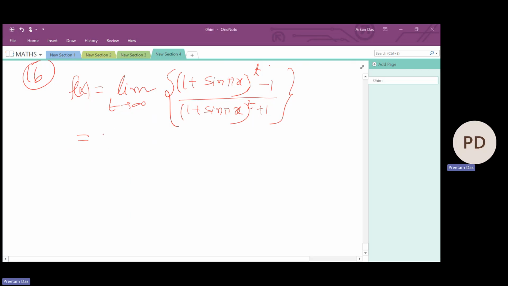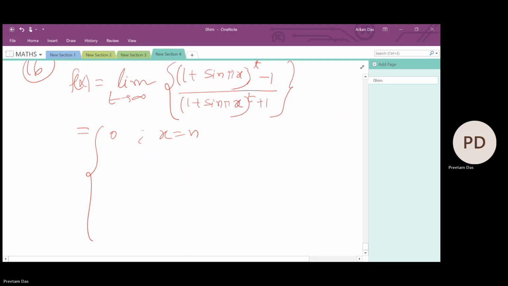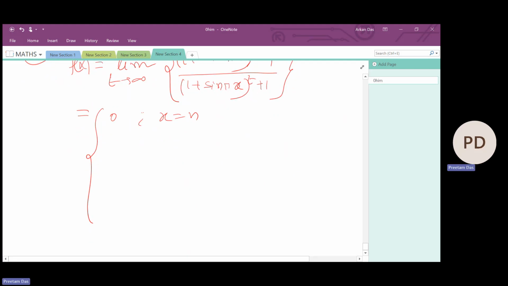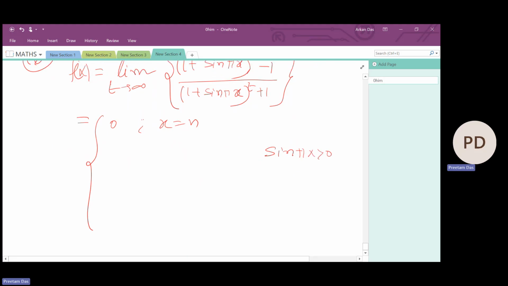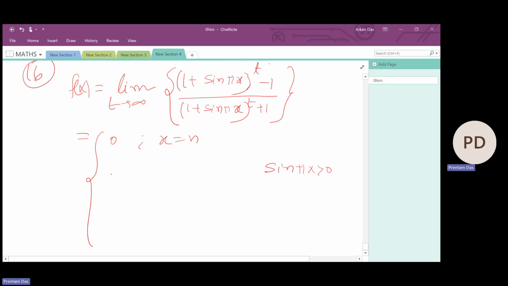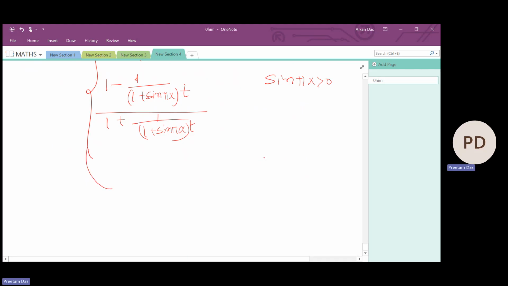So first of all, let us write the very basic one. It will be 0 if x is an integer, if x is n. 1 minus 1 by 1 plus 1. Now, if sine pi x is positive, then how do you solve? It is infinity by infinity. We will divide by (1 plus sine pi x) raised to t in the numerator and the denominator. So 1 minus 1 by (1 plus sine pi x) raised to t, divided by 1 plus 1 by (1 plus sine pi x) raised to t. And what if sine pi x is negative?